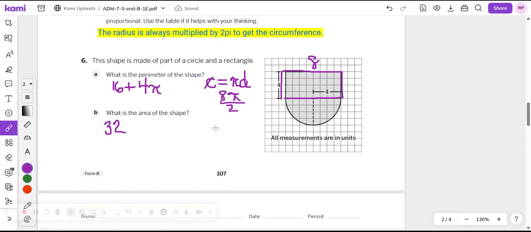The area of a circle, area is pi times radius squared. Since the radius of this half circle is 4, I would square 4. 4 times 4 is 16, and 16 times pi is 16 pi. But again, we only have half a circle, so I need to cut that amount in half. Half of 16 pi is 8 pi. So the area is 32 plus 8 pi.